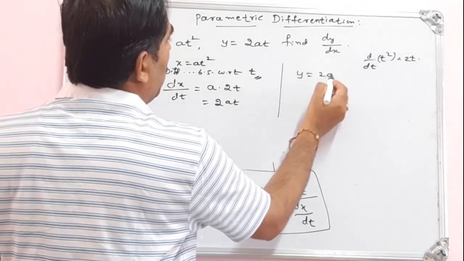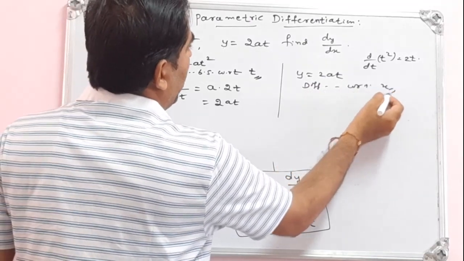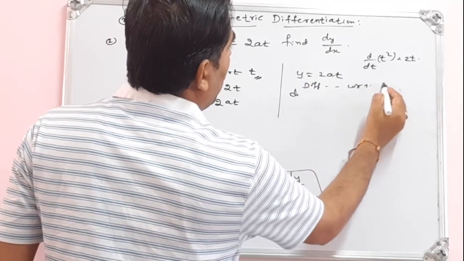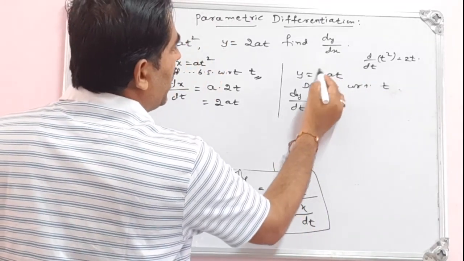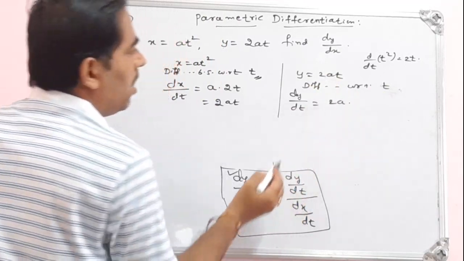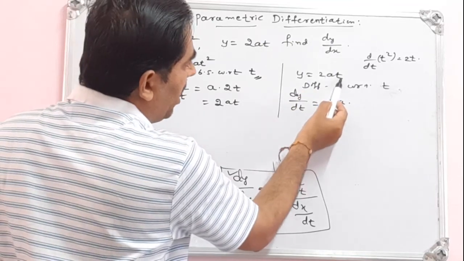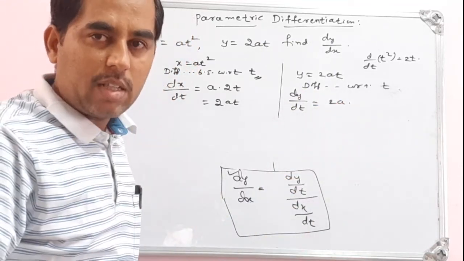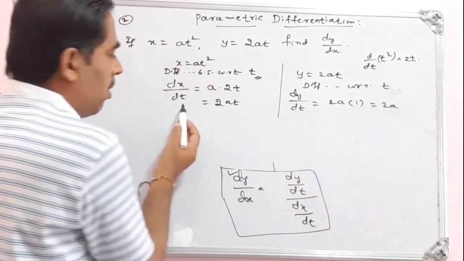Then let us consider the other function, y is equal to 2at. Once again, differentiate with respect to the parameter t, so I will get dy by dt. This entire 2a is a constant, so it is 2a into the derivative of t with respect to t. What is the derivative of t with respect to the same t? That is 1. So 2a into 1, that is 2a. Then we want to find the derivative.